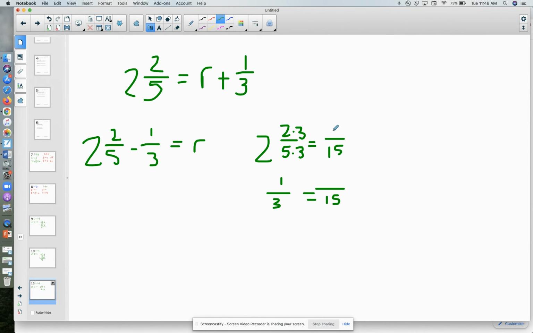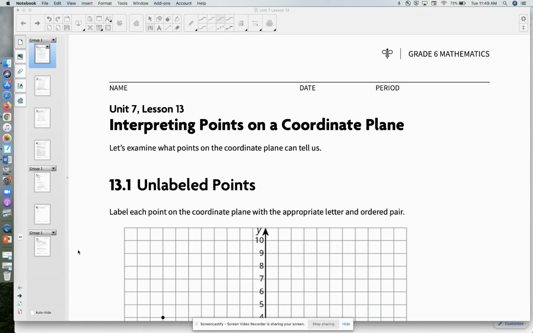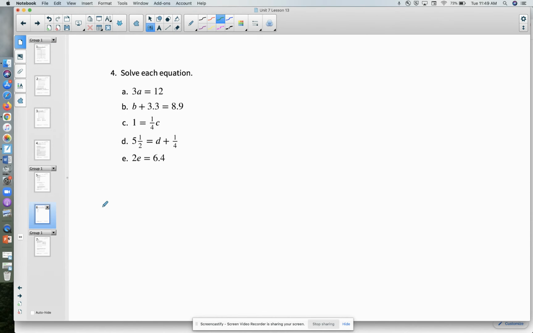And that's 6. And then this is 5. Sorry, 5. And then subtract it. That's 2. 6 minus 5 is 1. And then 15ths. Okay? Because this is going to help you with these problems right here on number 4. See, look at C and look at D. So it's going to help you there.